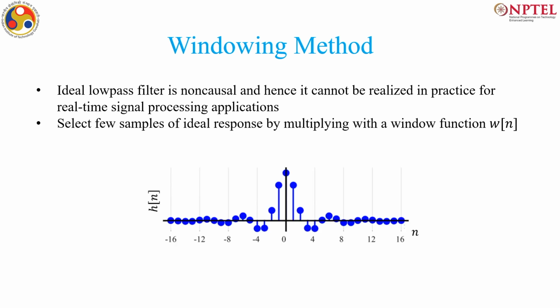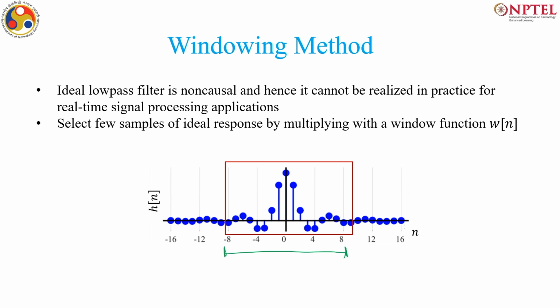We can select a few samples by multiplying it with a window function. Typically, if I say that I will only select from minus 8 to plus 8, that is 16 plus 1, 17 samples, this will be my filter of order 17. Although this is non-causal, this is a filter of finite length.